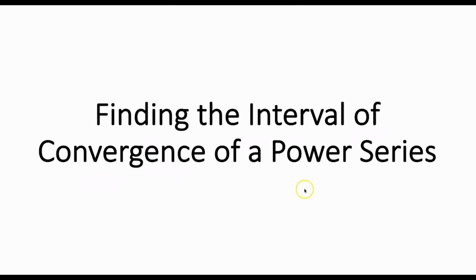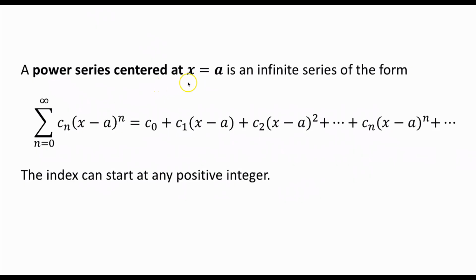Finding the interval of convergence of a power series. A power series centered at x equals a is an infinite series of the form the sum of n equals 0 to infinity of c sub n times the quantity x minus a to the n, or in expanded form, c sub 0 plus c sub 1 times x minus a plus c sub 2 times x minus a squared plus the general term c sub n times x minus a to the n, and so on.